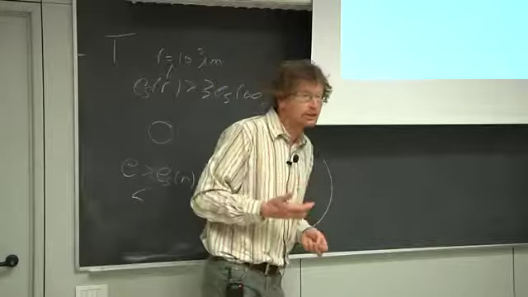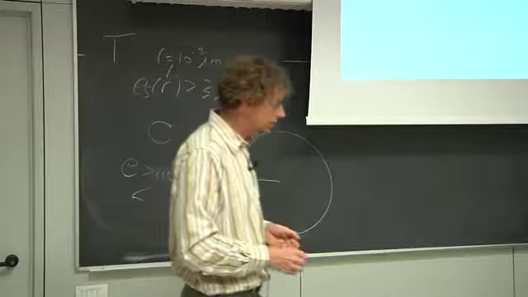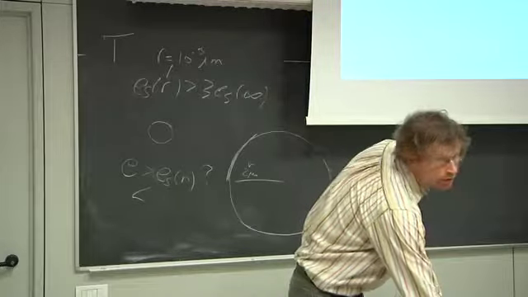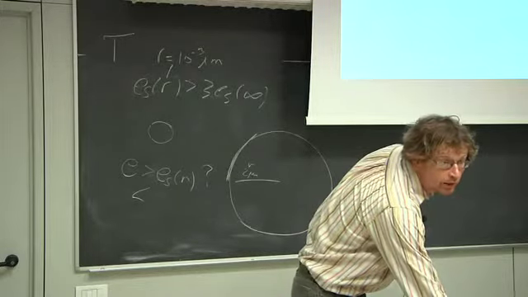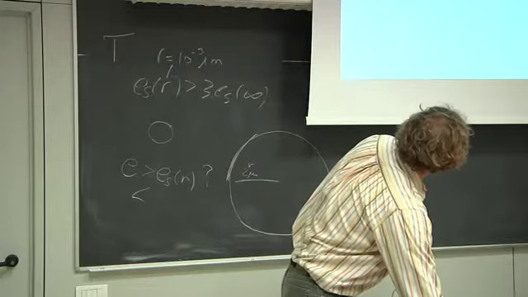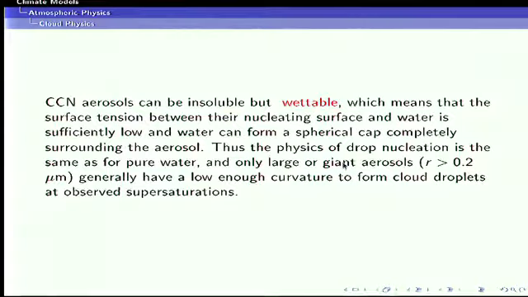But in order for this to be the case, you really have to have a radius, like I say here, of at least 0.2 of a micron. Really, the threshold is around a micron. And these large or giant aerosols are relatively rare compared to most of the cloud condensation nuclei. So it's not to say this is not important, but it's not the main mechanism usually, because these giant aerosols are quite rare.